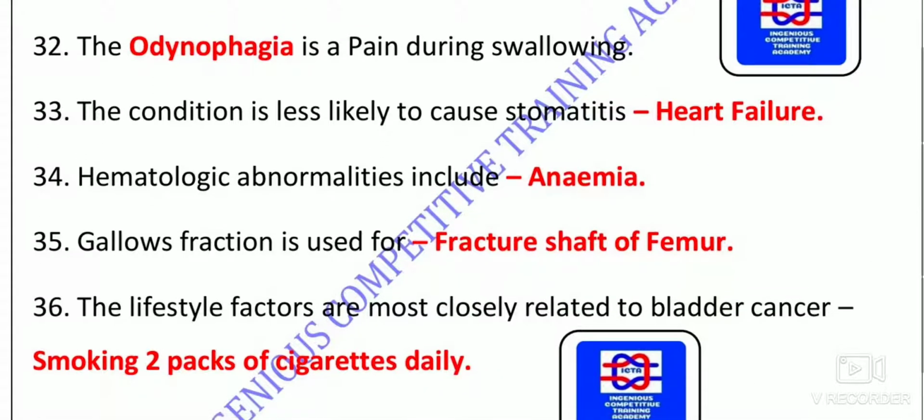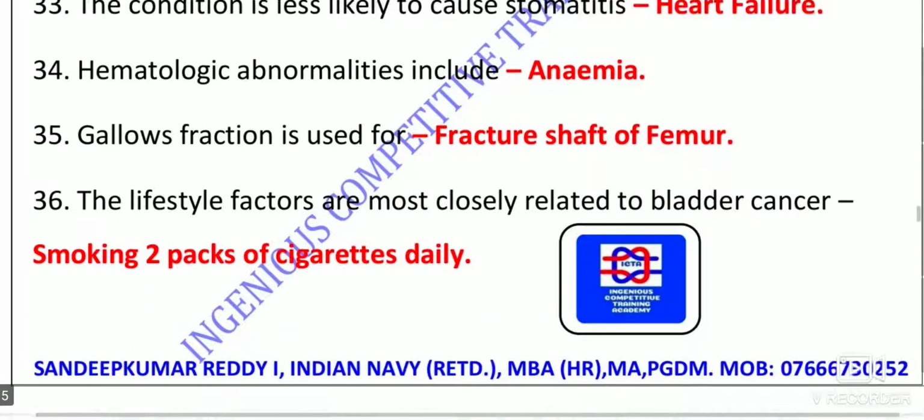The condition that is less likely to cause stomatitis, that is heart failure. Please remember, the condition that is likely to cause stomatitis, that is heart failure. Hematologic abnormalities include anemia. Please remember, the abnormalities of hematologic, that includes anemia. Gallows traction is used for what? The fracture of shaft of femur. This is known as gallows traction, which is used for the fracture of shaft of femur.